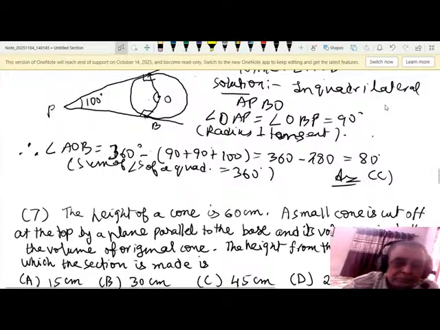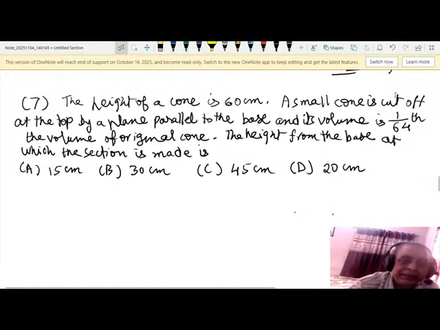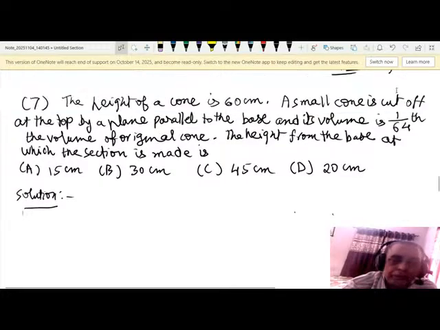Okay, now we are moving to sum number 7. Here it is saying that the height of a cone is 60 centimeters. A small cone is cut off at the top by a plane parallel to the base, and its volume is 1 upon 64 of the volume of the original cone. Find the height from the base at which the section is made.